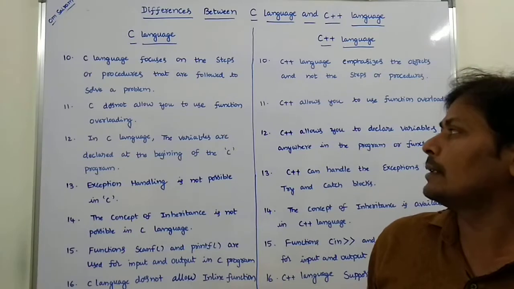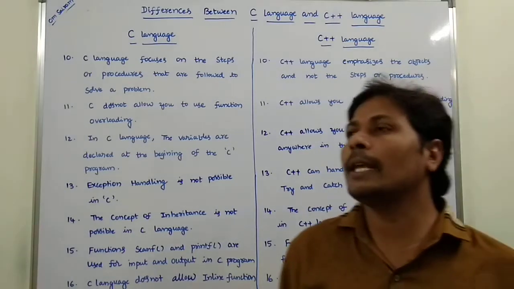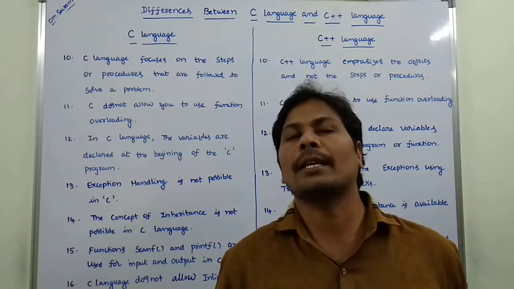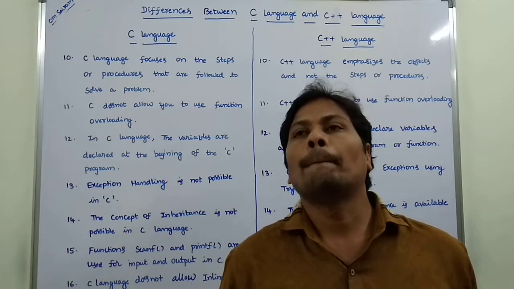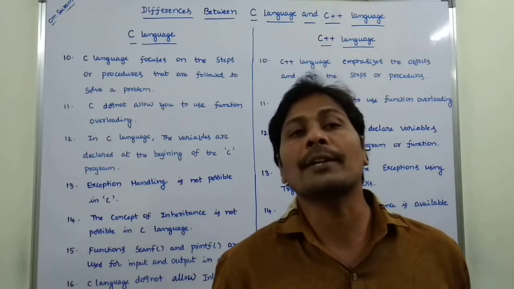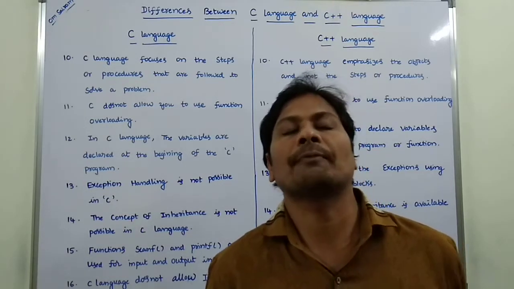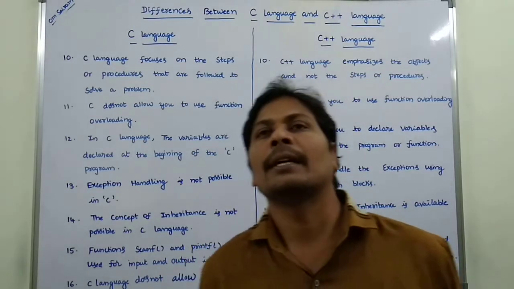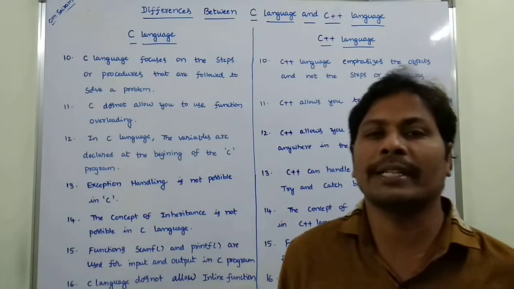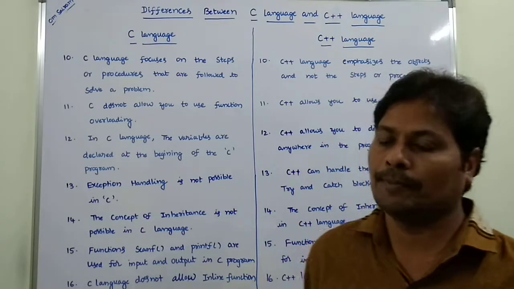Next one is, C language is a procedure or function oriented language, whereas C++ is an object oriented language.